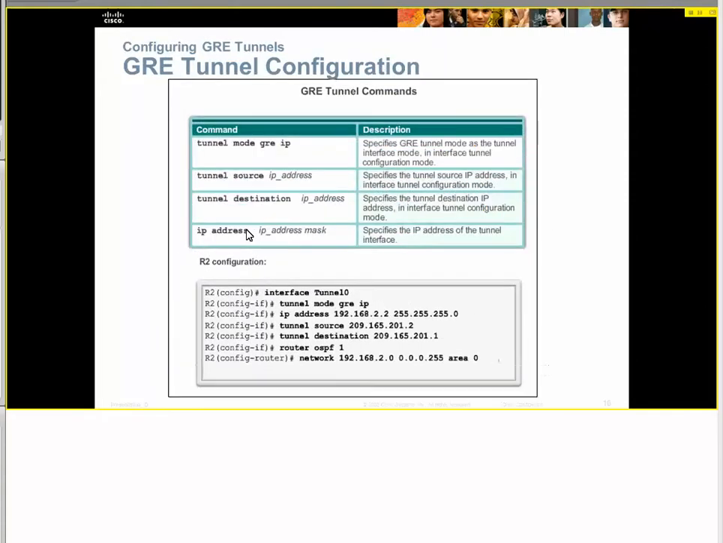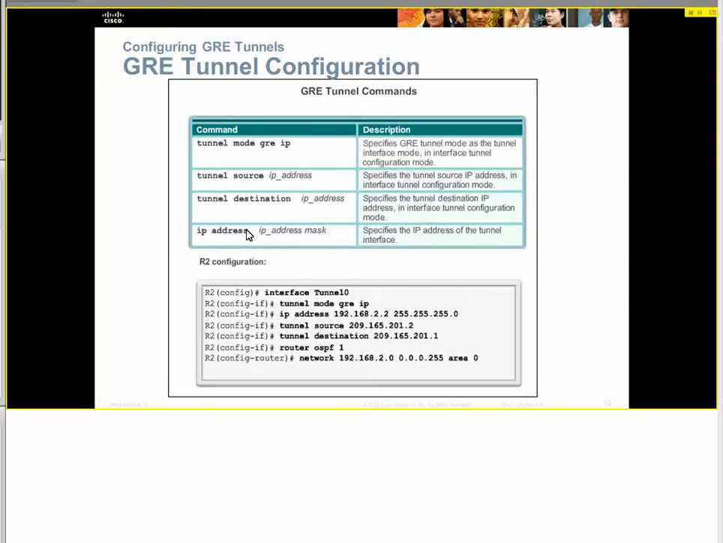Now, on the other side, you repeat the process. Take a look. On the other side, we create another tunnel. Now, they called it by the same name. That's a good convention. If you're creating a tunnel, it's a good idea to call it the same name on both sides. Doesn't have to be, but that's not a bad idea. Notice again, the tunnel mode matches. It's a GRE tunnel carrying IP traffic.